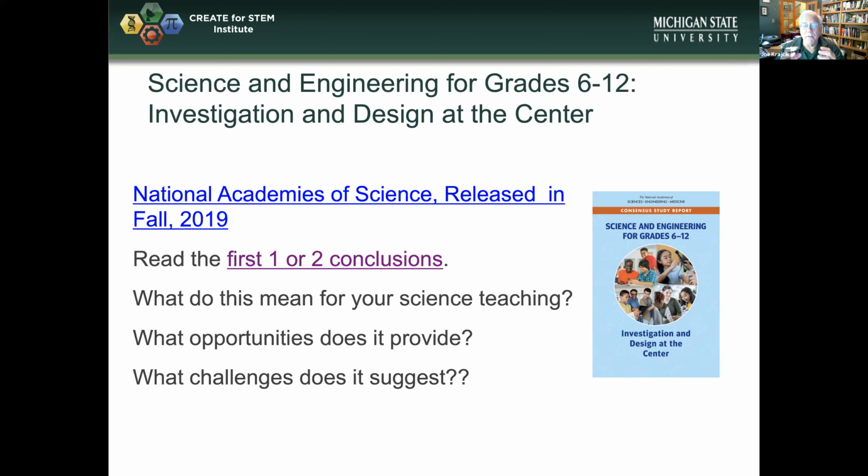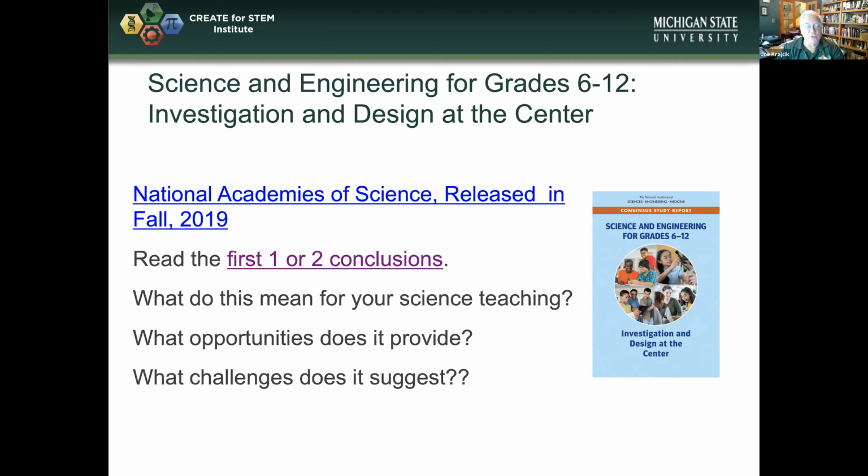And for this report to be a consensus study, it had to get the stamp of those scientists. And so this came out in 2019, so it was released actually just before the pandemic hit, in October, I think, of 2019.